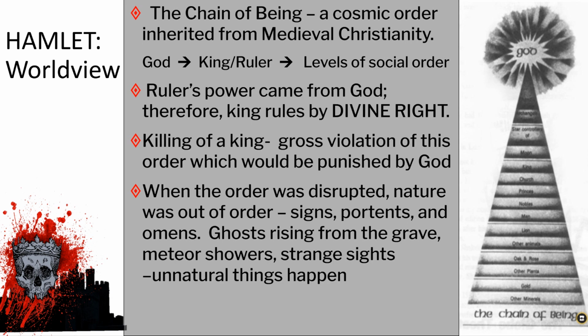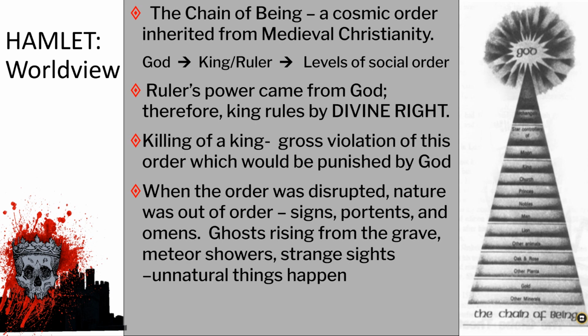And those disruptions occur in all sorts of ways. Nature goes out of order. We have signs, portents. In Macbeth, you have this image of these horses eating each other when the king is killed. In Julius Caesar, when Julius Caesar is killed, you have lions in the streets. You have a red, bloody comet going across the sky. All sorts of really scary, weird, unusual things happen.